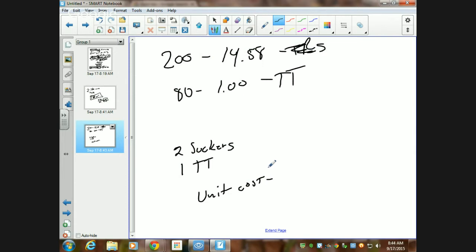Go ahead. Talk it up with your neighbor. How do you figure that out? That's your product. You go out and you sell. You have 2 suckers tied together with a twisty tie. What is your unit cost? Top one suckers and the bottom one is the twist tie.